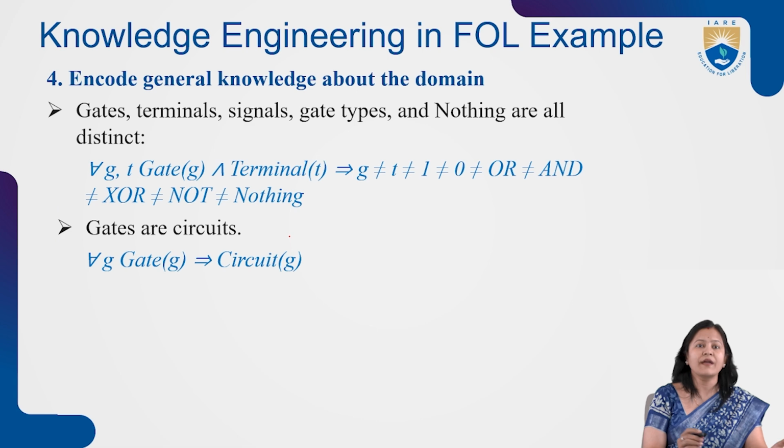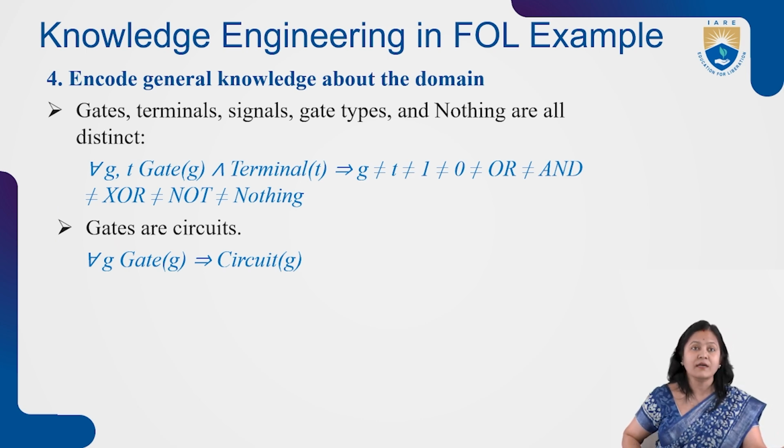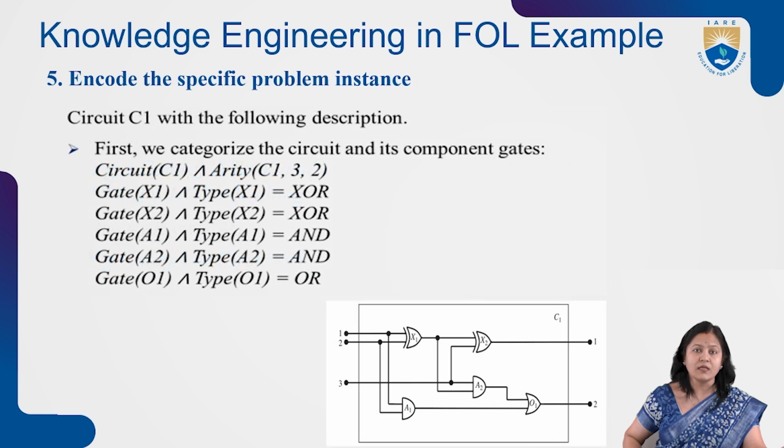That means all the gates are circuits. So we'll take one variable for all G. Gate of G is a gate, that implies G is a circuit. If G is a gate, how can we read this statement? If G is a gate, then G is a circuit. So gates are circuits. All gates are circuits. That is why the for all symbol. So this is the way of representing all the facts and rules. I hope you have understood.